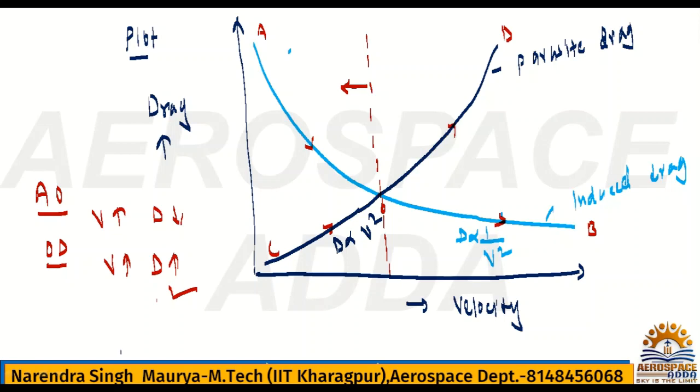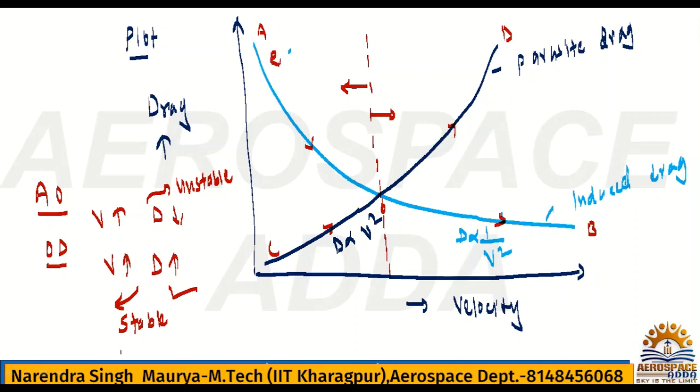So for that reason, you got two regions. One is AO, another is OD. The AO region is called the region of velocity instability, and the OD region will be called the region of velocity stability. Why is it called stability? This is stable and this is unstable, right? Why? Because if velocity increases, then drag should increase, but in the AO region velocity is increasing but drag is decreasing, which is not good for the aircraft. So it is unstable. So this type of instability is called the region of velocity instability.